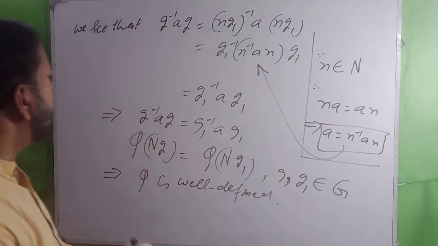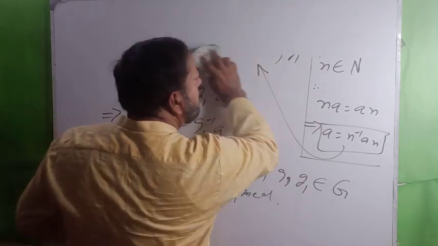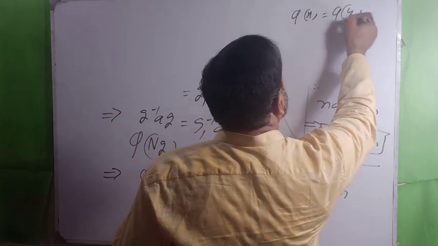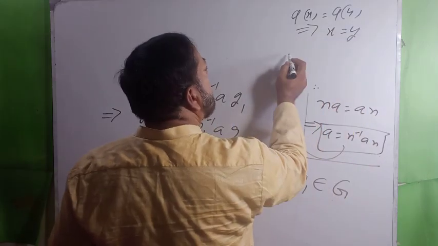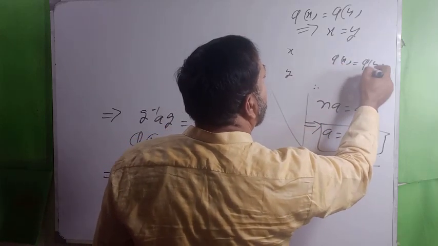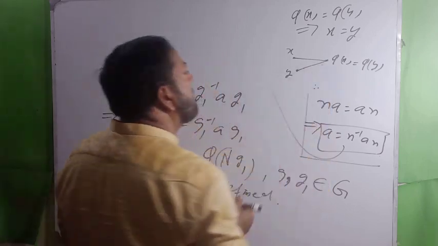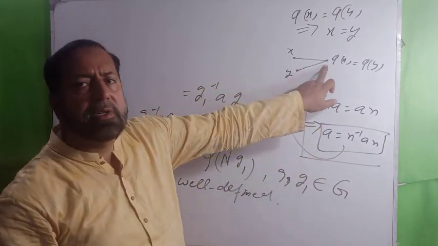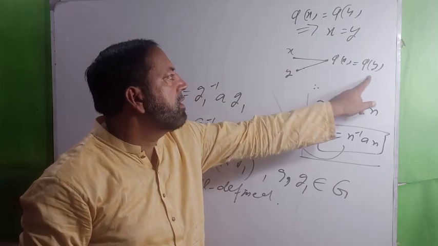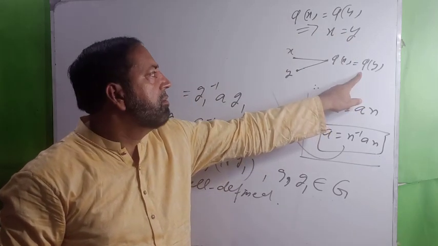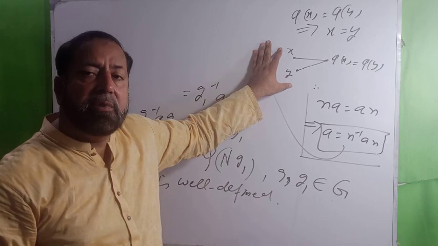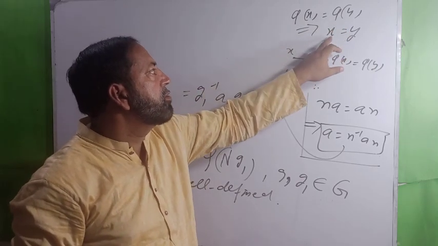Secondly, phi is 1-1. So let's try to prove this. What is 1-1? 1-1 means if phi of x is equal to phi of y, this implies x is equal to y. Suppose you have x not equal to y, but phi x is equal to phi y. What does it mean? Two elements are mapped onto a single element. This is not the case for 1-1. So whenever the images are equal, you should have the pre-images equal. So whenever phi x is equal to phi y, you should have x is equal to y.